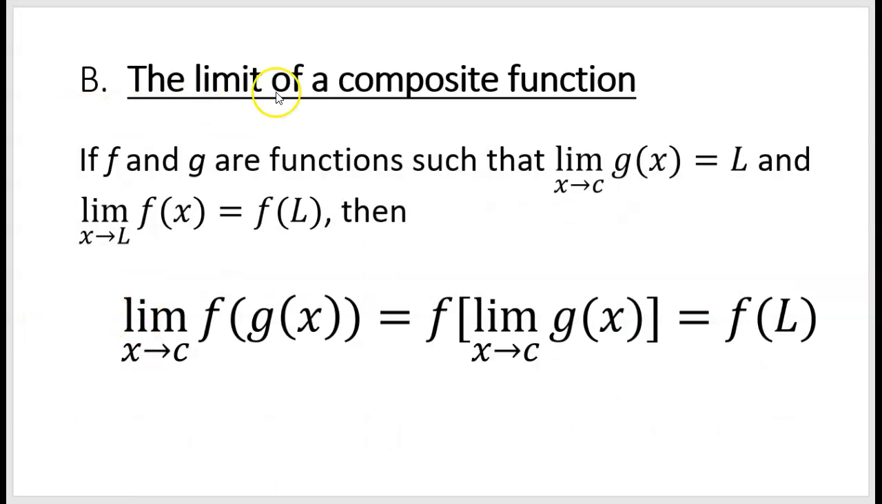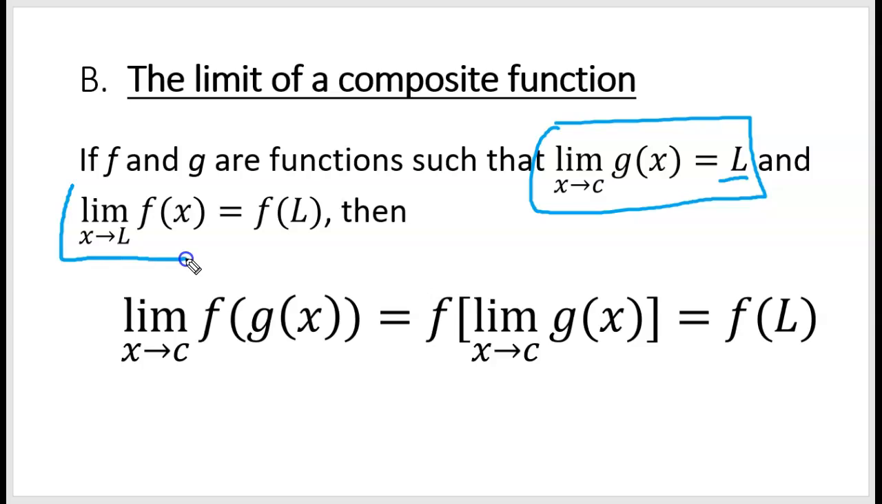But before we do, let's talk about the limits of a composite function. All right, so first of all, let's say that the limit of g as x approaches c is L. Also, let's say that the limit of f as x approaches L is just f of L. All right. Well, let's go ahead and see how this works. So here's the main property right here.